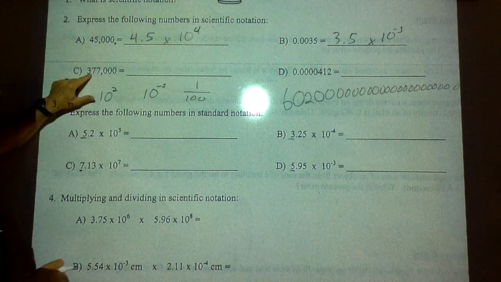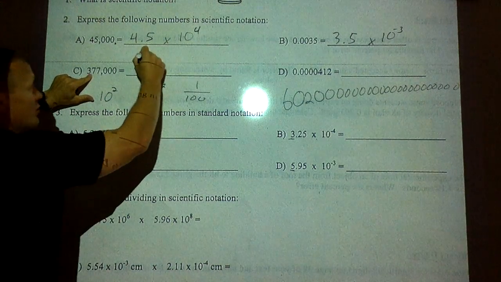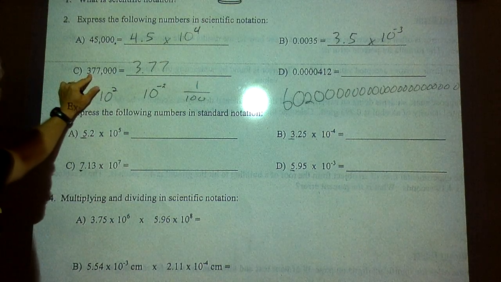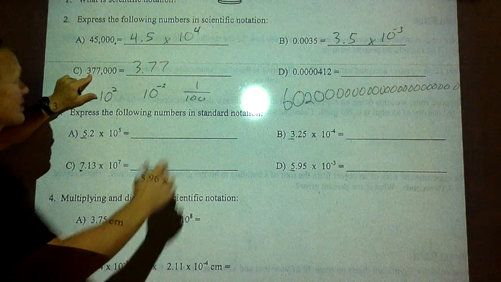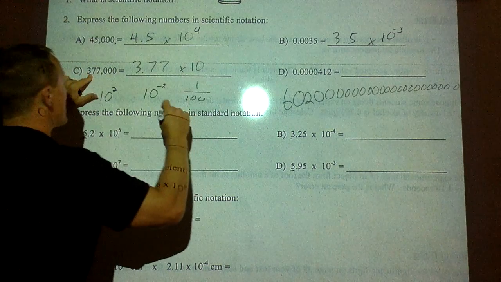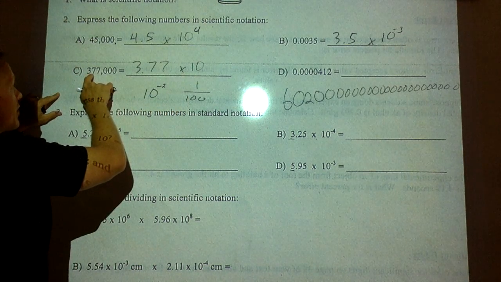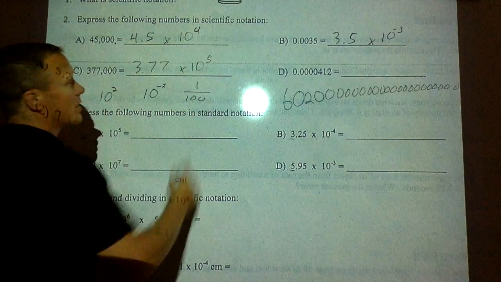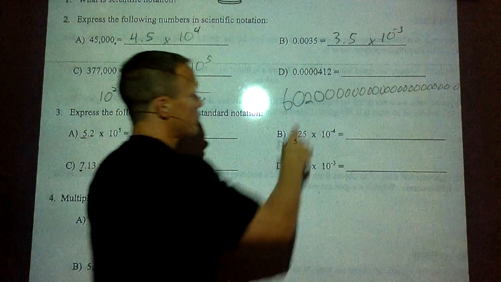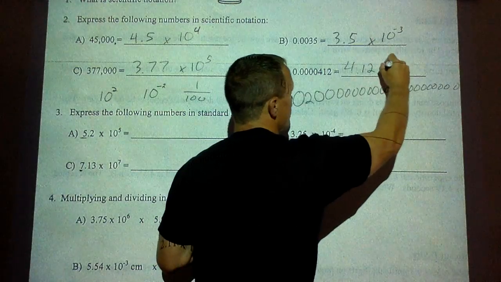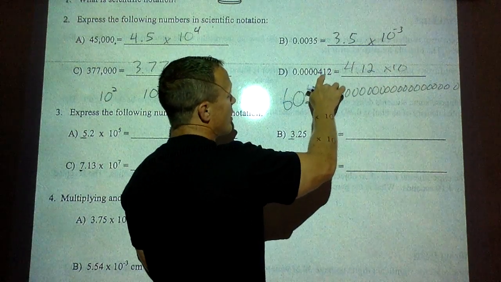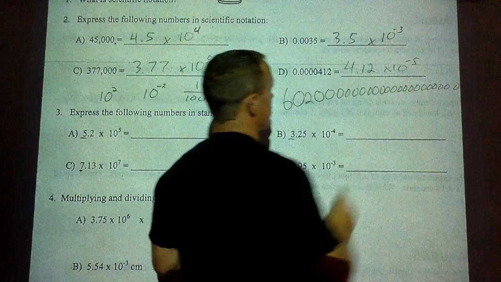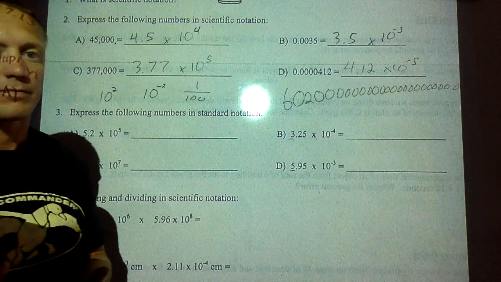Over here again, we move our decimal to between the 3 and the 7, so we have one number left of the decimal. We do have to include all non-zero numbers and any zeros that are between those. So 3.77 times 10, and we've gone 1, 2, 3, 4, 5 places over, so 10 to the fifth power. This one, we'd be at 4.12 times 10, and we've gone 1, 2, 3, 4, 5 places. Again, it's less than 1, so it's a negative exponent, it's a small number.